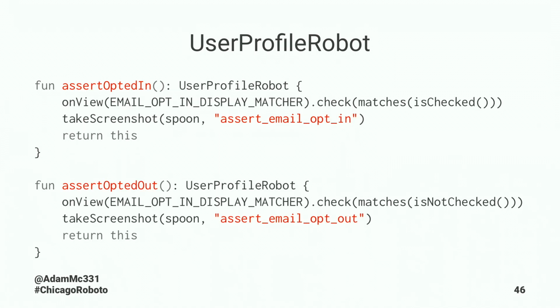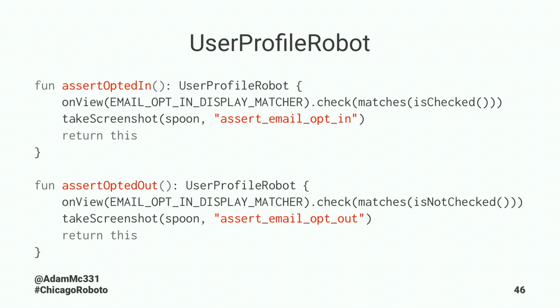A user profile robot is pretty straightforward. You could have done this by having assert opt-in status and passed it in a Boolean, but I like to separate them out and to understand the two different states. But all we do in here is we find that opt-in display that we've added to our user profile fragment and just check that it matches an is checked condition, or in the second example, is not checked, and take our screenshots. Really easy to add those to our robot.